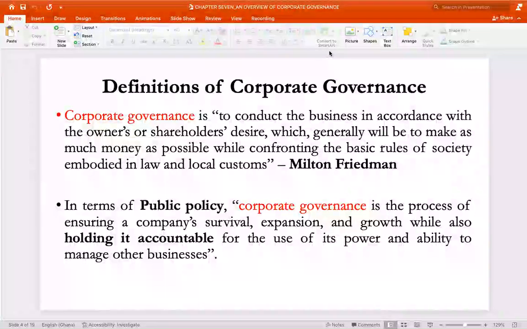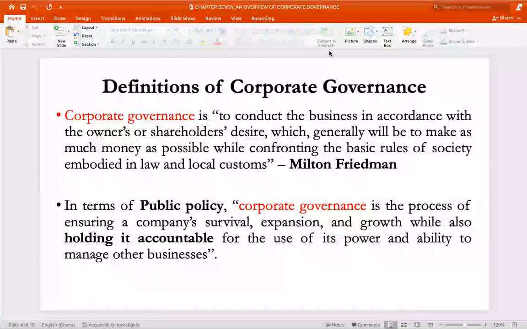So what Milton Friedman is basically seeking to emphasize is that corporate governance is generally about catering for the well-being of shareholders or owners of the business. And in doing so, pay attention to laws, societal laws, and local customs. But the whole idea of Milton is that it's coming from capitalism. The reason why people invest their resources is because they want to make as much money as possible.